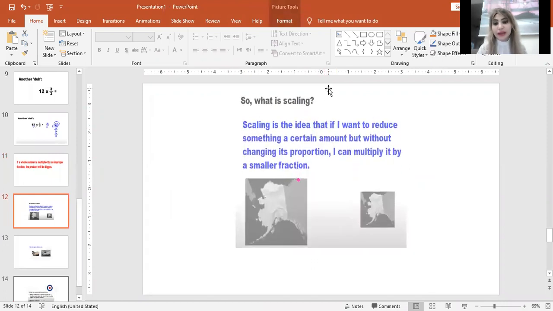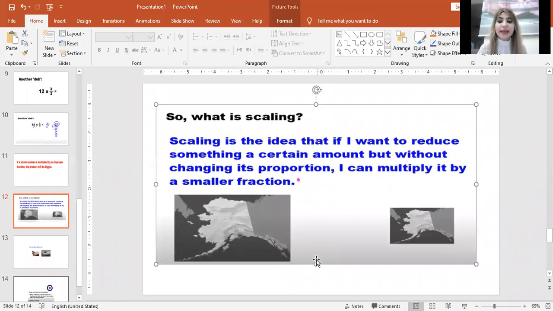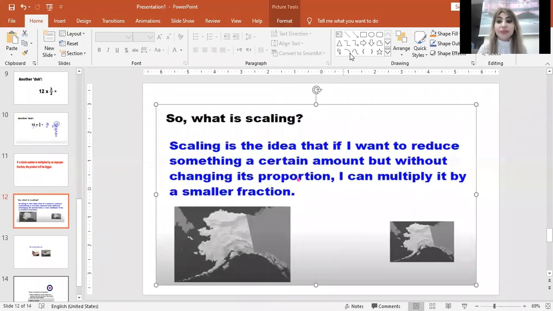Here is scaling. I told you in the beginning I will tell you what scaling is. Scaling is that I take any photo, any number, anything I want. If you want to see the whole world, you know the map, the whole world is very big, but we still have a map of the world. How? By scaling. Scaling is the idea that if I want to reduce something a certain amount without changing its proportion, I can multiply it by a smaller fraction and make it smaller.